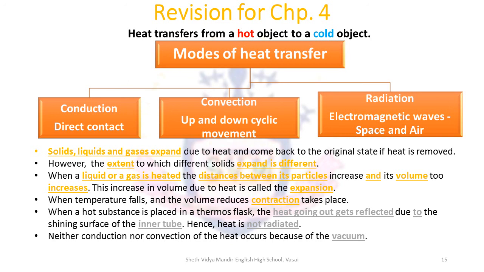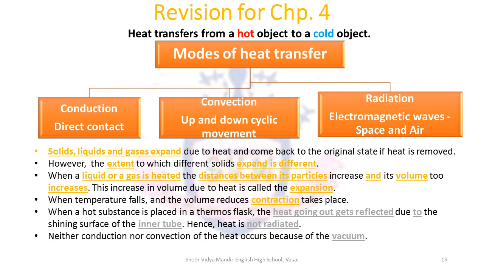Solids, liquids and gases expand due to heat and come back to their original state if the heat is removed. The extent to which different solids expand is different. Now when liquids or gases are heated, the distance between the particles increases and the volume also increases. This increase in volume due to heat is called expansion. When the temperature falls, the volume reduces and contraction takes place.